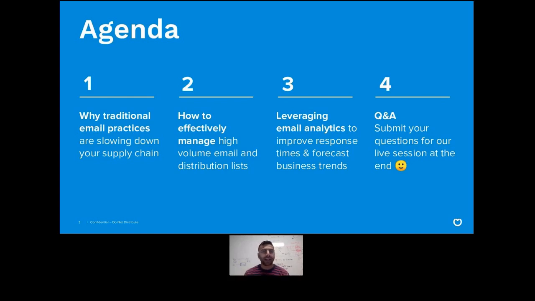So the agenda for today. Starting off, we'll really talk about why traditional email practices are slowing down your business. Just getting to the crux of the problem that a lot of our logistics and supply chain companies and partners have been facing, and really what the root cause of that is. Then we'll go into how to effectively manage high volume email and distribution lists. There are some solutions that we know have worked well for other folks, and I'll cover those step by step.